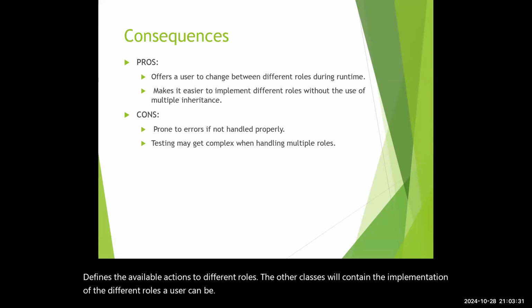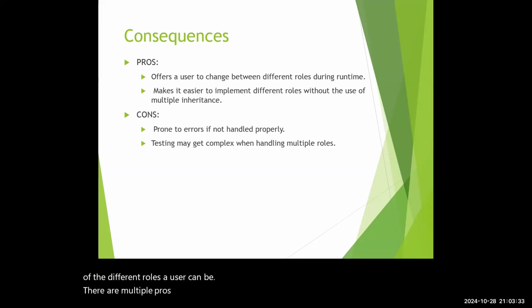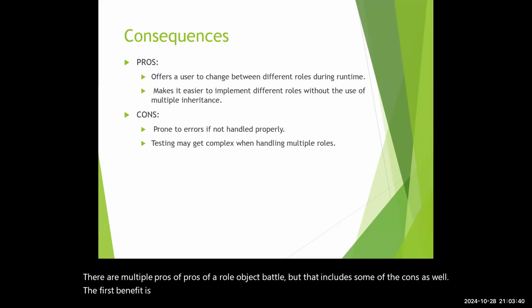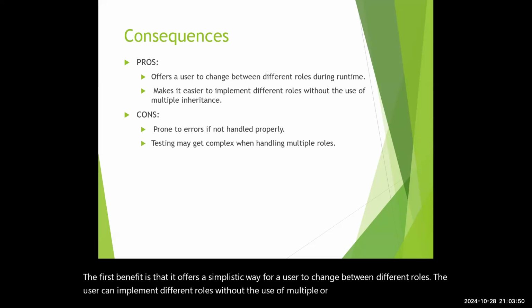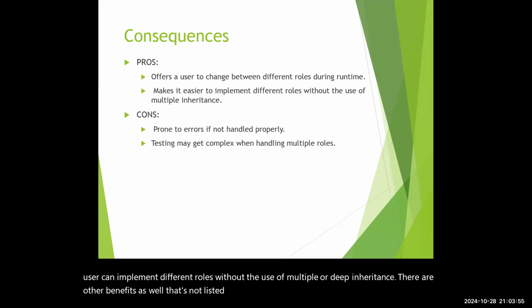There are multiple pros of the role object pattern, but that includes some of the cons as well. The first benefit is that it offers a simplistic way for a user to change between different roles. The user can implement different roles without the use of multiple or deep inheritance. There are other benefits as well that are not listed here, but I have talked about them in the previous slides, which includes reusability, where the user can reuse the role object in different objects.